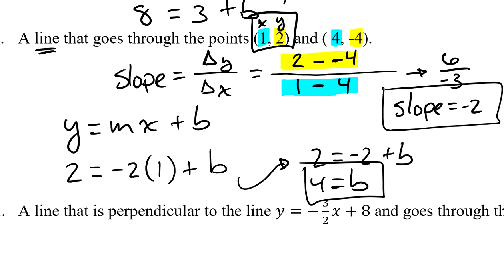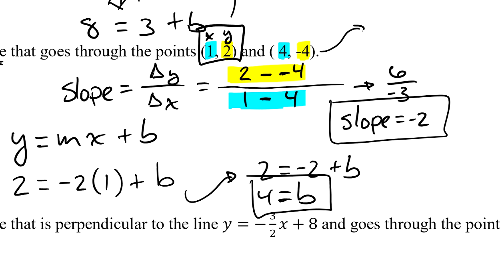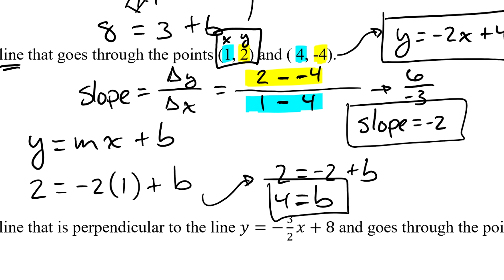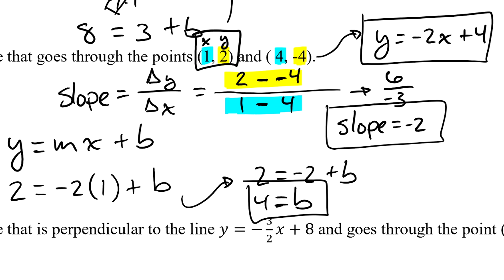I know slope and I know y-intercept, so I can write the equation of this line. The equation of this line is y equals -2x plus the number 4. So this is the equation of the line that will go through the points (1, 2) and (3, -4). And I can verify that by plugging in the x and verifying that it gives me the correct y for both of those points. And it does.